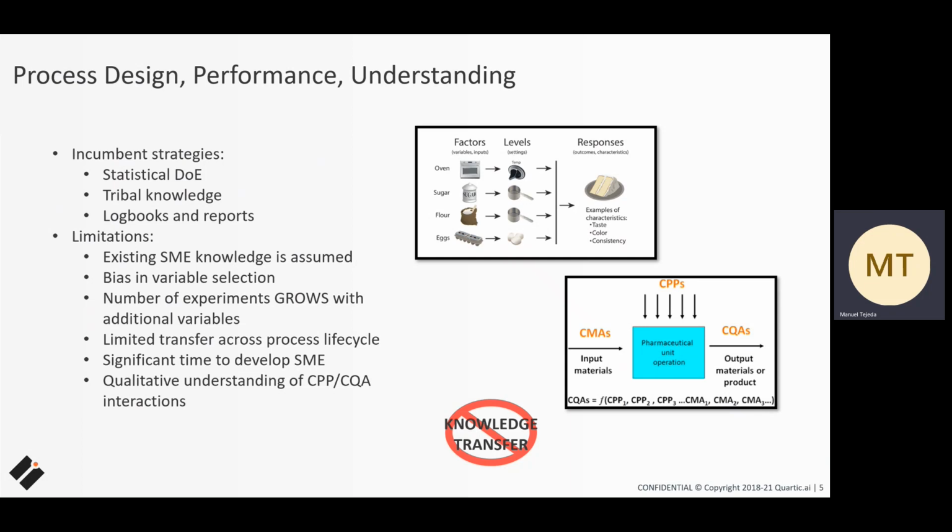And finally, all of this really leads to a qualitative understanding of CPP CQA interactions. We don't have that quantification, which means that later on we won't be able to take control actions when there is variability, when we do have fluctuations in inputs and material attributes and so on.